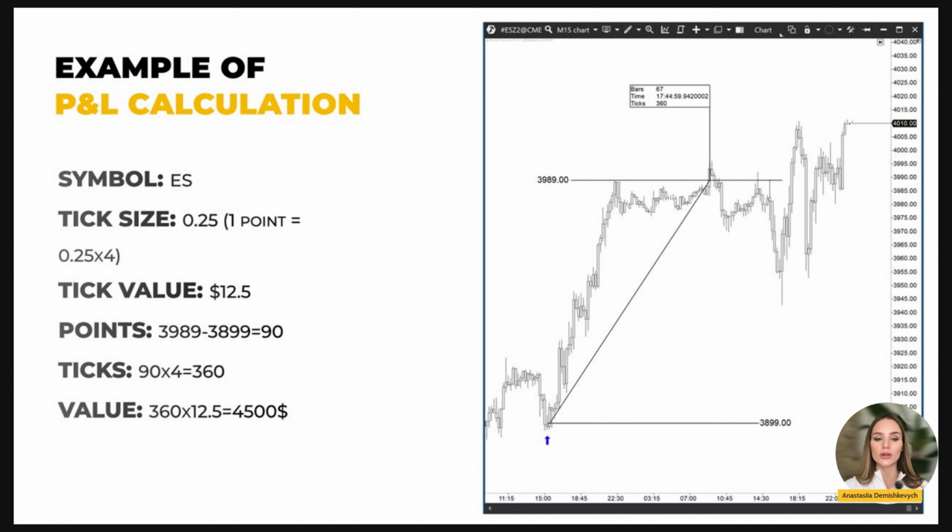Now let's dive into the most essential part for every trader and look at the example of profit-loss calculation. I chose the mini S&P 500 contract for this. As we already know, tick value for mini S&P 500 is $12.50. Let's say that the price changes from $3,899 to $3,989, which means it made a move of 90 points.